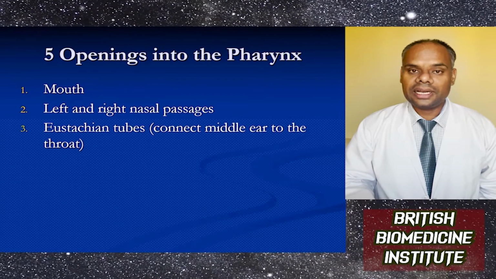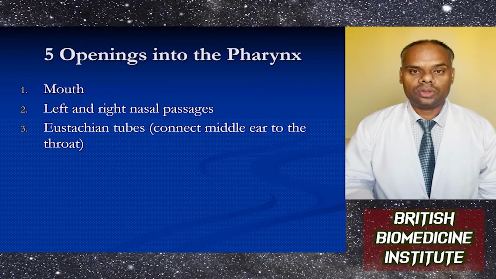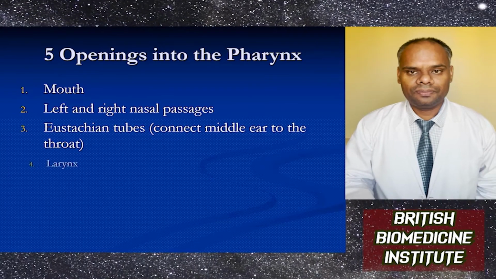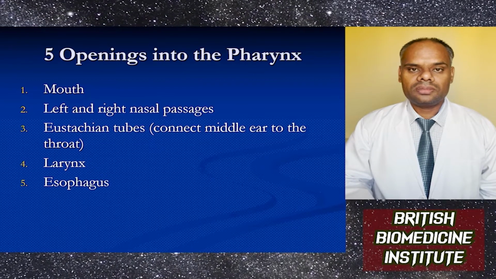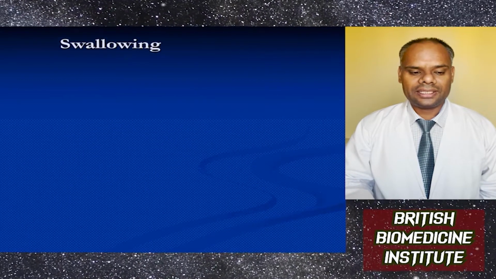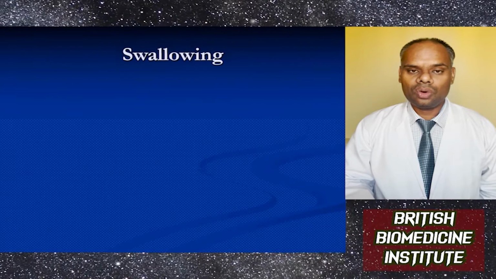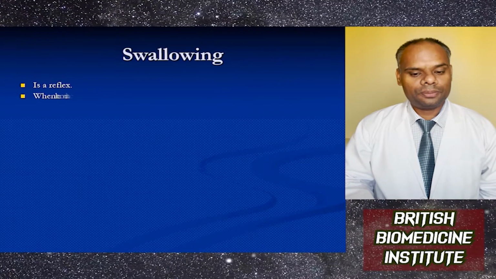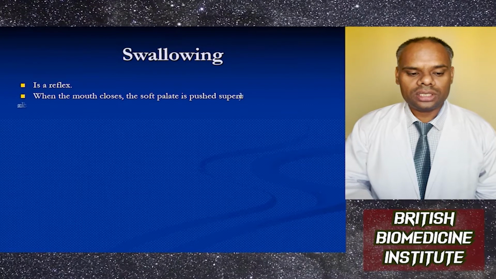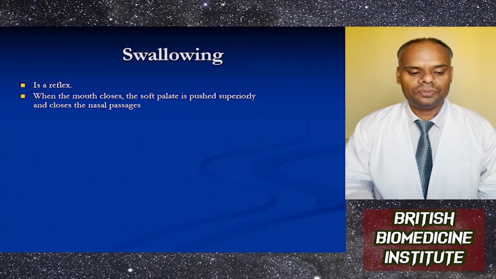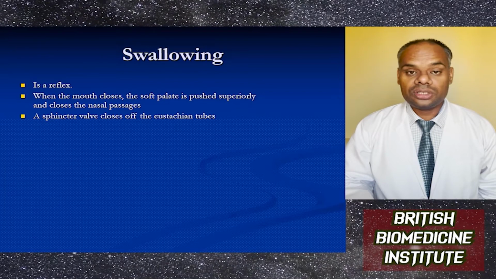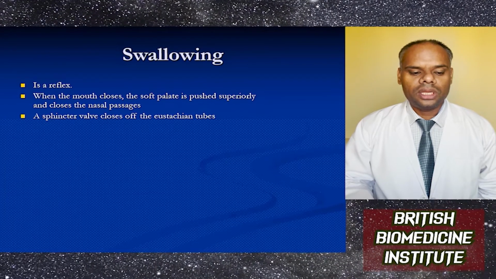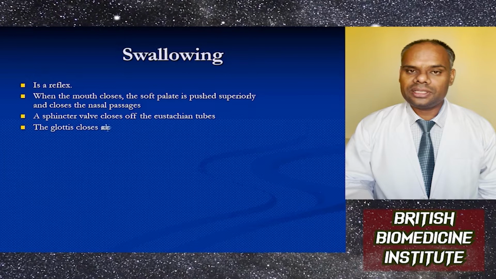Eustachian tube, which connects the middle ear to the throat. Larynx. Esophagus. So now comes swallowing. It is a reflex, and when the mouth closes, the soft palate is pushed superiorly and closes the nasal passages. A sphincter valve closes off the eustachian tubes. The glottis closes and respiration will stop.